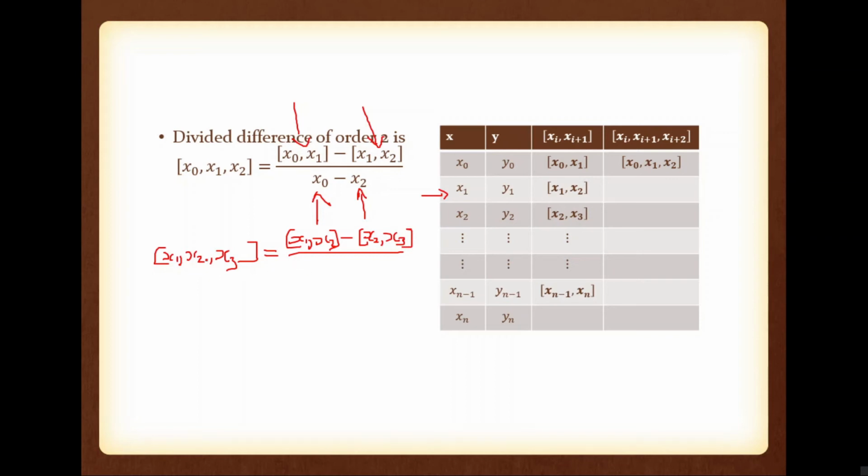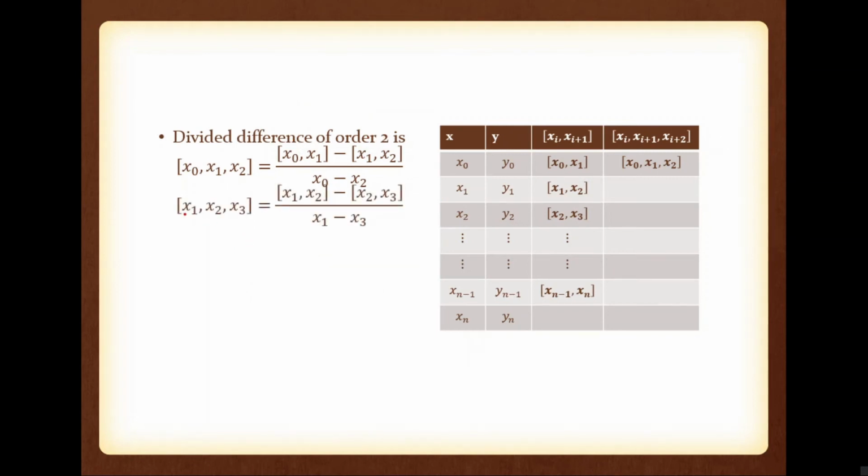Divided by, what is the first element? x1. What is the last element? x3. Means x3 is the second last element of x1. Two ways you can say: x1 is the first element of this expression, x3 is the last element of this expression. That is one way. Second way is x3 is the second next element of x1. So this is the second order divided difference corresponding to x1, and the corresponding position is this.